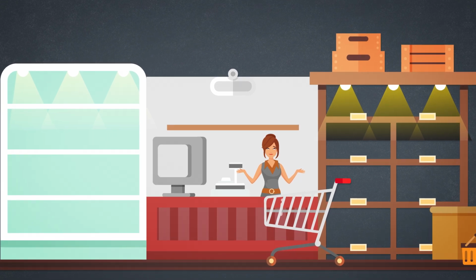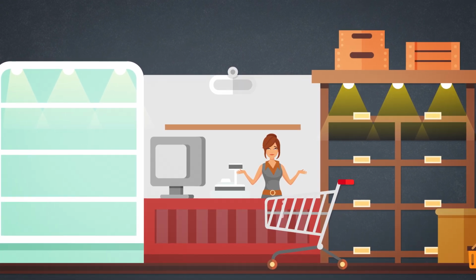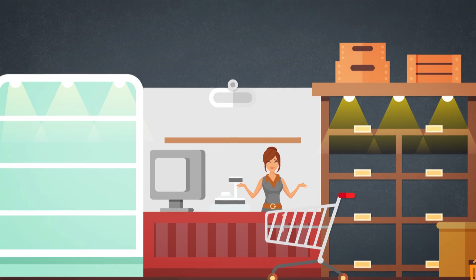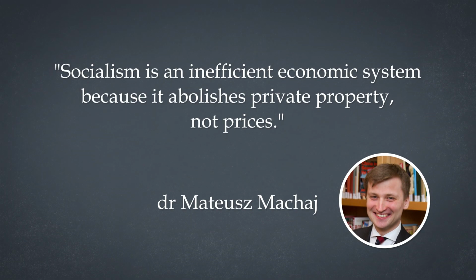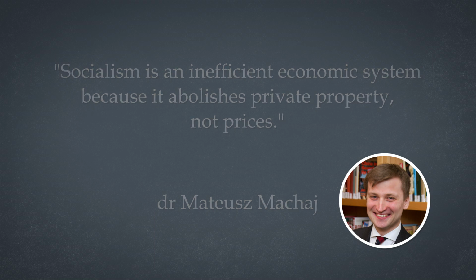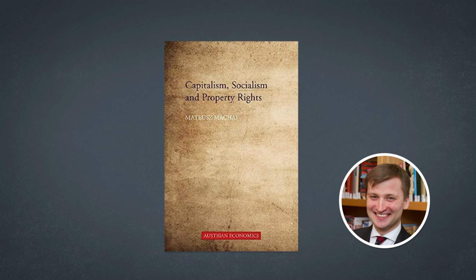Therefore, in light of the formulation of theses about market socialism, Mises's argument should be rephrased as follows. Socialism is an inefficient economic system because it abolishes private property, not prices. The analysis of the meaning of ownership and the conclusions drawn from it were noticed and described by Polish economist Dr. Mateusz Machaj. He described them in his book, which is an extension of his doctoral thesis entitled Capitalism, Socialism, and Property Rights.